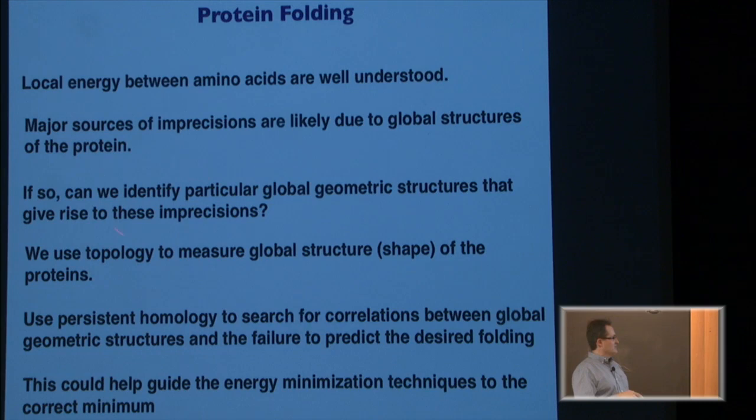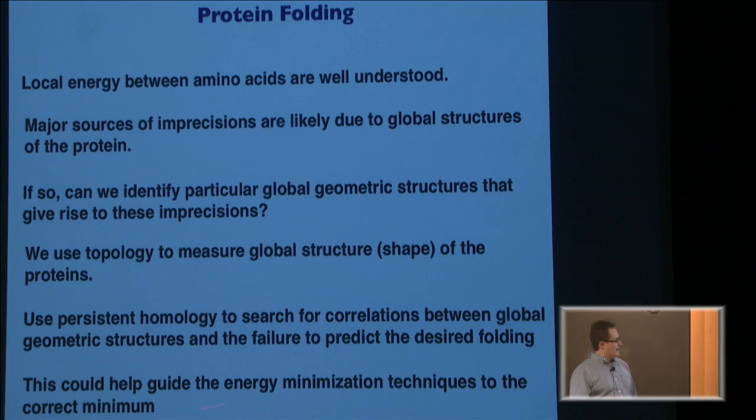To try to understand this global geometric structure, we're going to use topology, and more precisely, persistent homology. The idea is to use persistent homology to see if we can identify global geometric structure in the protein that possibly gives rise to the error. As I said, this is something that we are working on, so we don't have definitive results. We have some initial computation and some initial indications that things might work, but we don't really have the final results.